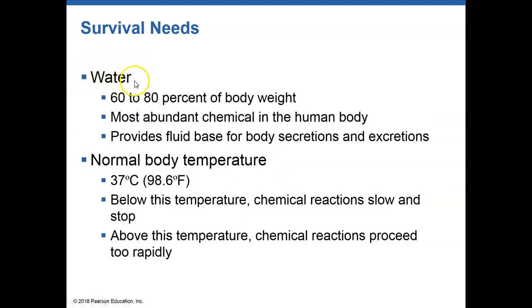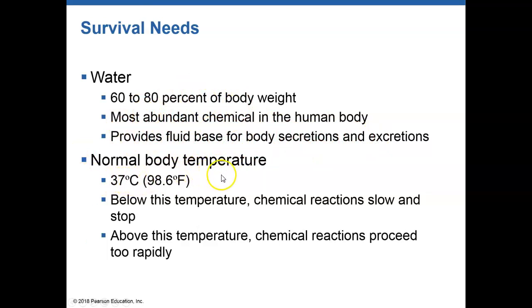We need water. So we are between 60 and 80% water. Water is the most abundant chemical in the body. And it's where all of our metabolic activities occur, in water.